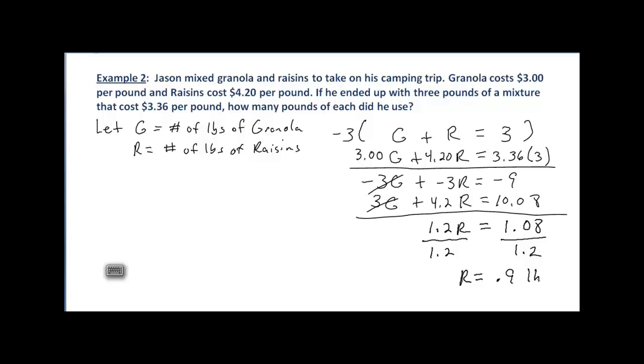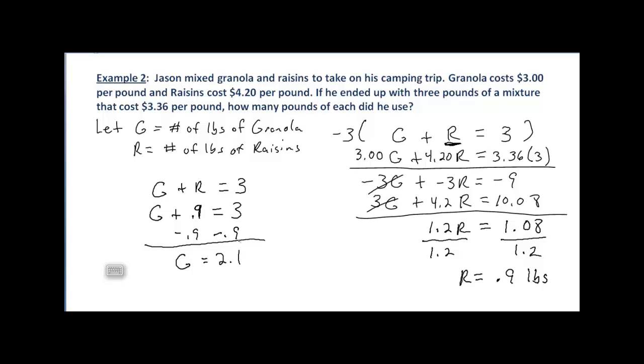So we have 0.9 pounds of raisins. Now to determine how much granola we use, we'll take this 0.9 and substitute it into R in equation 1. So we have G plus R equaling 3. G plus, we know that R is 0.9, equals 3. And now we're going to subtract 0.9 from both sides. So G would equal 2.1. So we're using 2.1 pounds of granola and 0.9 pounds of raisins.